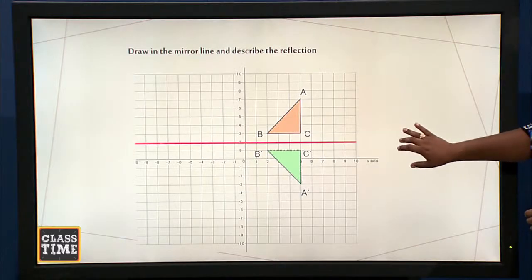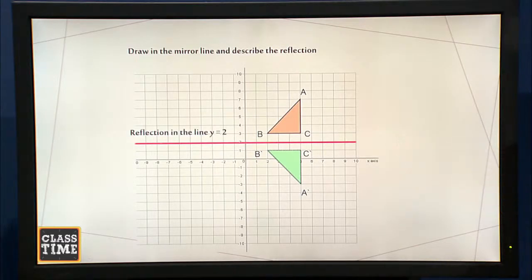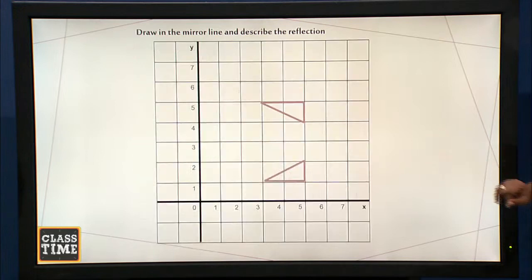And so the reflection is in the line y equals 2. And if we notice, B and B prime, C and C prime are both 2 units away from each other. Definitely. So let's look at another one.